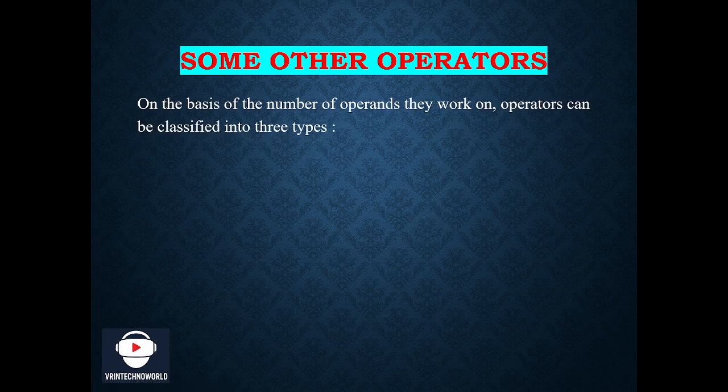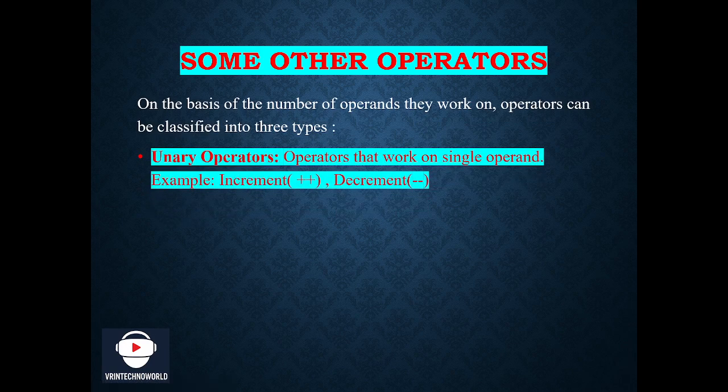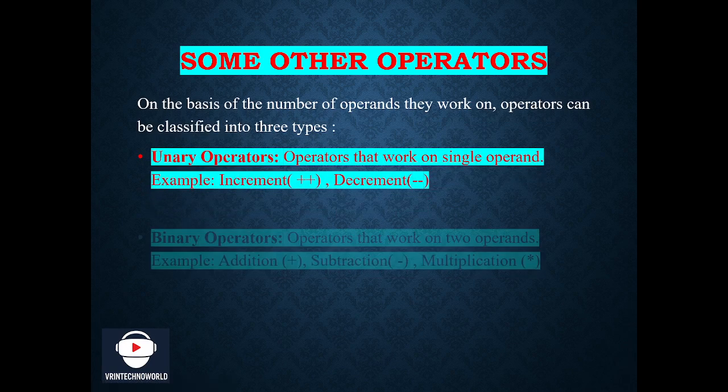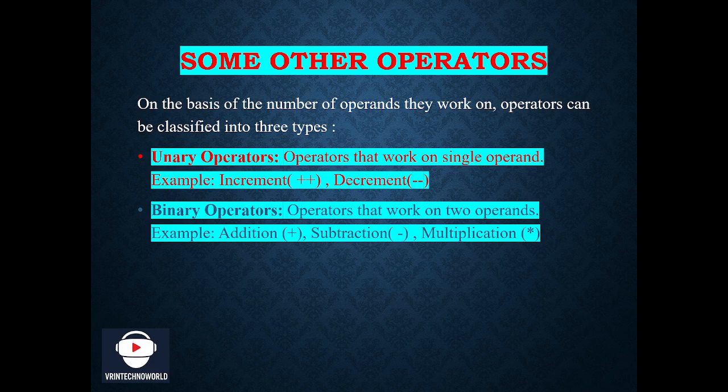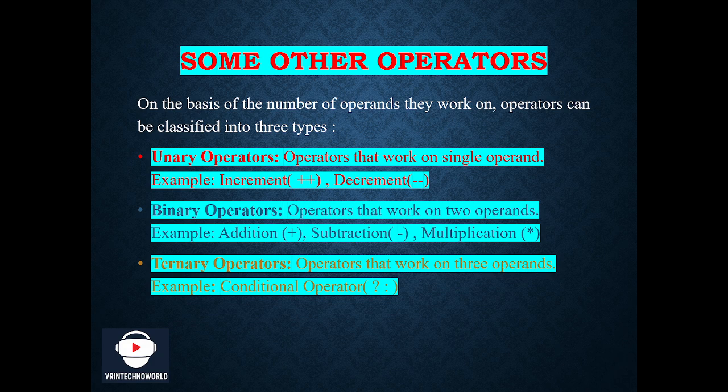Now some other operators we have, like unary operators, which you have learned very well in the previous slides. Then I have also told you about binary operators. The third operator you don't know yet is the ternary operator. Ternary operators basically work on three operands. This is actually the if condition, which is known as the conditional operator. In the case of ternary, we have a question mark and then a colon sign.